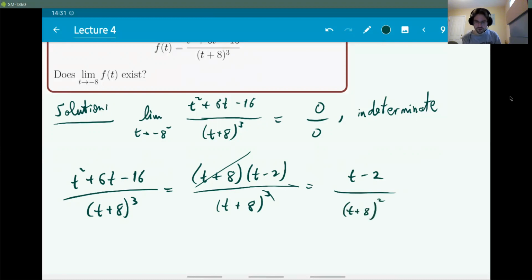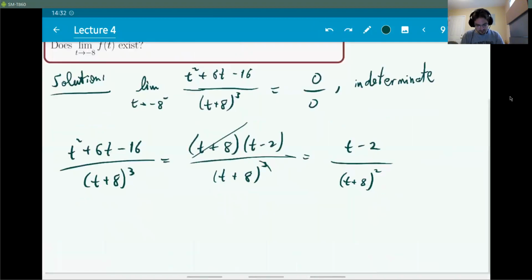And now you're in better shape. This function, when you try to plug in -8, it's not 0 over 0 anymore. It is of the form that gives you infinite limits, which means a number that is not 0 divided by a number that is going to 0. And the only thing left to understand is the sign of these numbers.